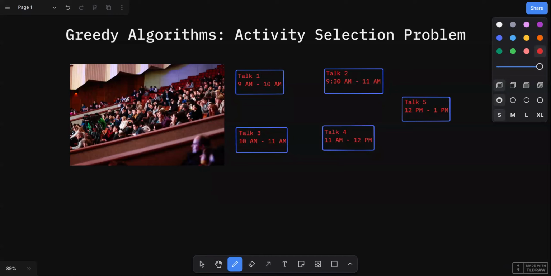A scenario here would be: we have these five talks. We have talk one, talk two, three, four, and five. As you can see, all of these talks have different starting times and different ending times. Now we want to make sure that we attend the maximum number of talks without overlapping the time, and we can only attend one talk at a time.